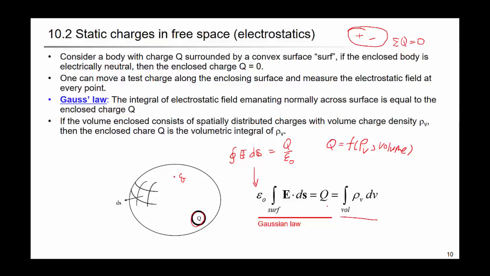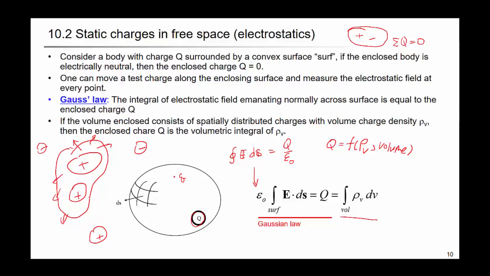So this is called the Gaussian law of electrostatic charges, and this means the electric field is only affected by the charges inside. If you draw any Gaussian surface around it, the electric field on this surface is only affected by these inside charges. If you have other charges out here, this charge doesn't affect the electric field at this surface. That's the essence of the Gaussian law.